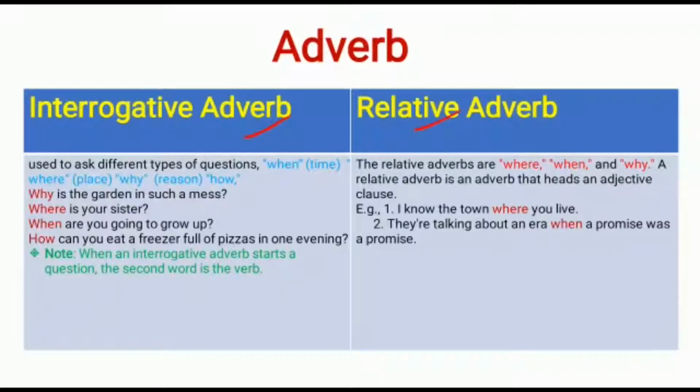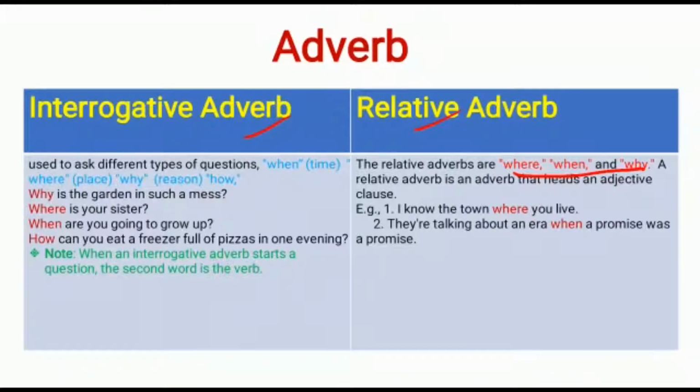Then we have relative adverbs. They also include words like where, when, and why, and that is why children get confused while identifying interrogative and relative adverbs. But here we need to note down that these relative adverbs where, when, and why are not used in a sentence to ask questions, but they are used as subordinating conjunctions that introduce an adjective clause.